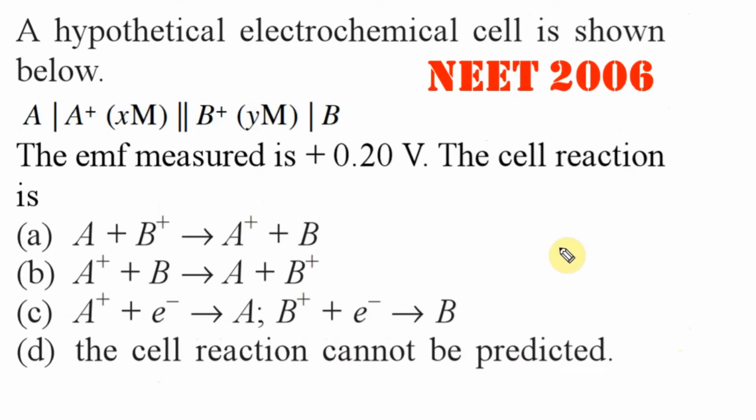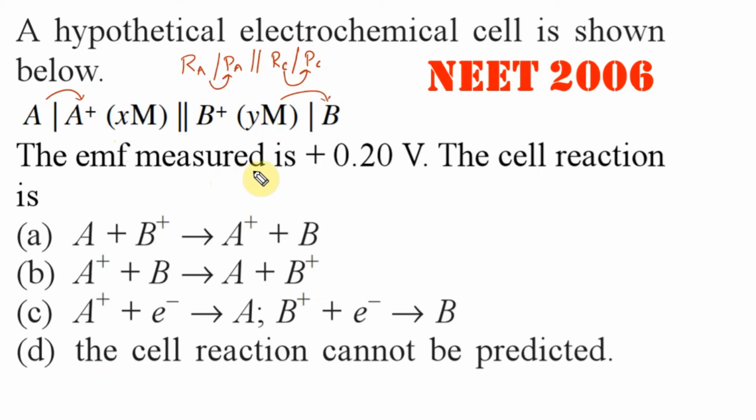Let's look into a NEET 2006 previous year question. A hypothetical electrochemical cell is shown below. So we know from our practice, reactant anode gives you product anode, double bar, reactant cathode gives you product cathode, and a reactant gives you corresponding product. So this is going to give you this, this is going to give you this. That's the way they have given you.